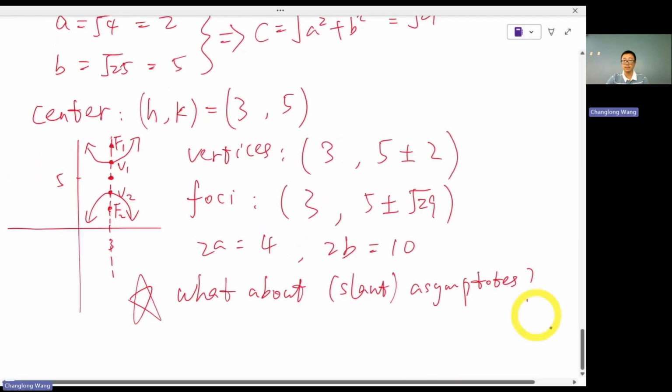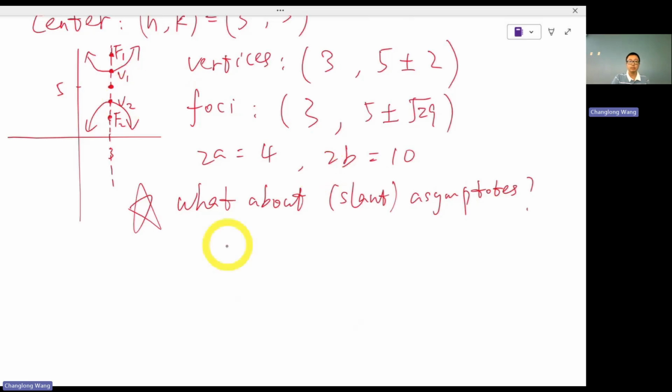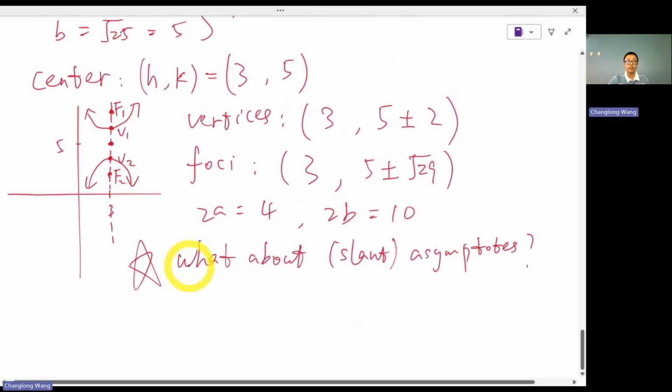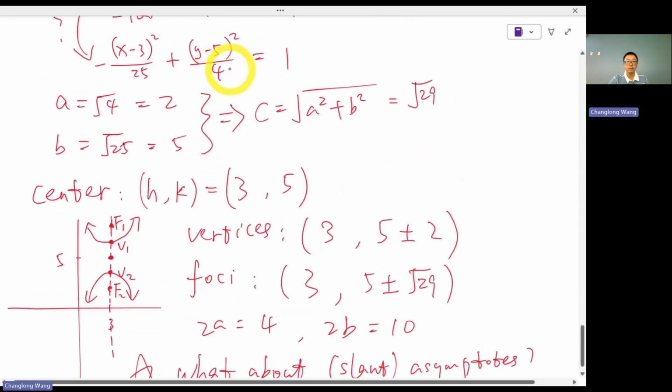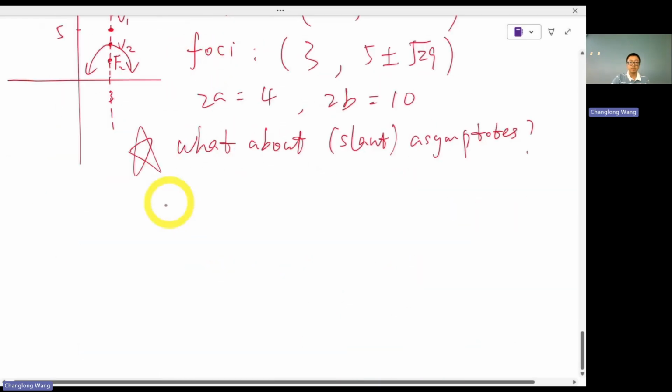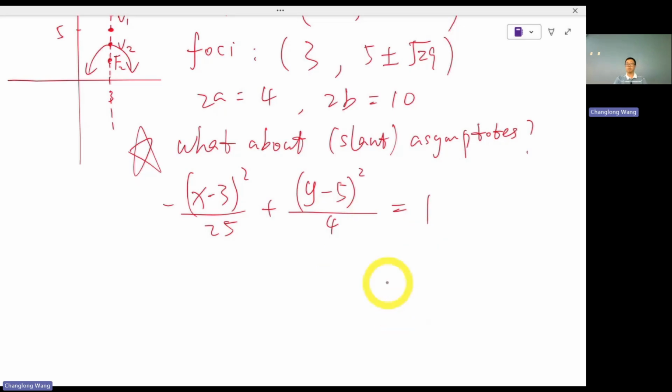Now's the time for us to practice how that logic works out without remembering whether it's going to be a over b or b over a, not to mention the thing has been shifted, right? So let's start with the original equation, the standard form. I'm going to write it as negative (x minus 3) squared over 25 plus (y minus 5) squared over 4 equals 1, right? That's what we've got.